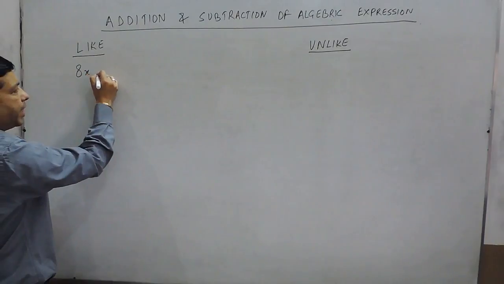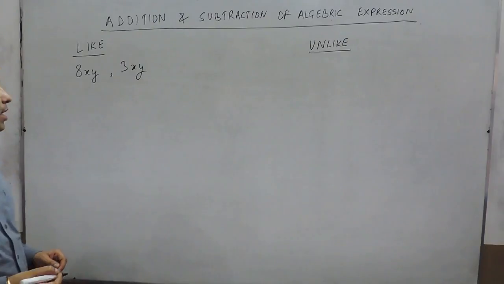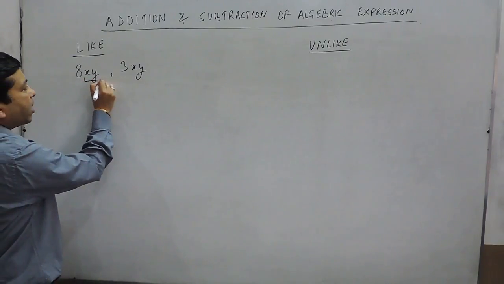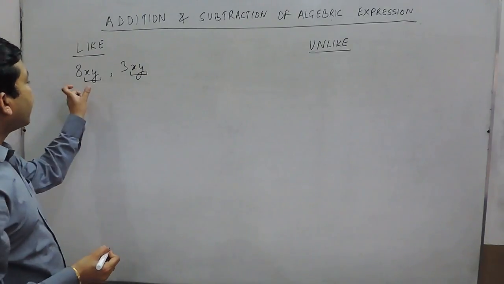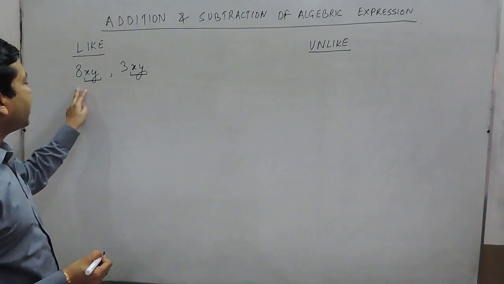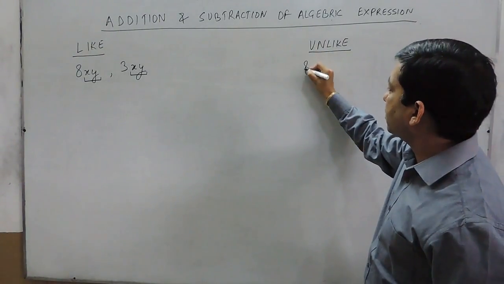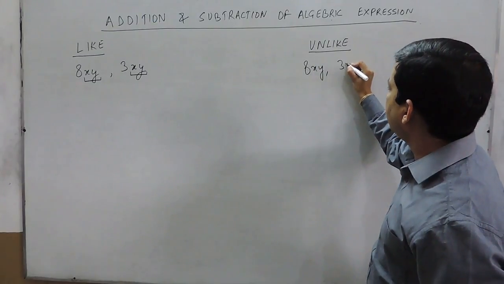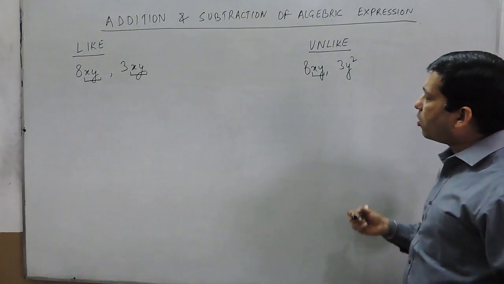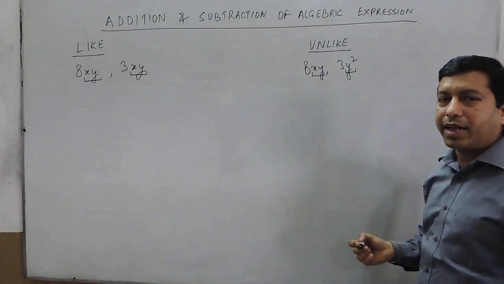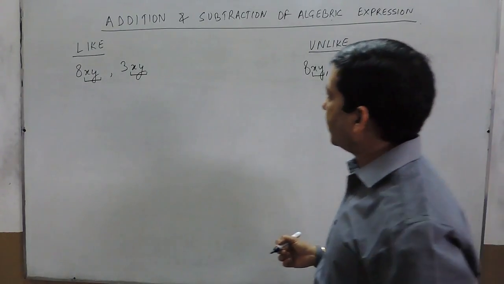If I am talking about 8xy and 3xy, these two terms are known as like terms because the literal coefficient, or the variables attached to these two terms, are the same. While if we talk about unlike terms, 8xy is one term and 3y square is another term. Here xy is the literal coefficient and here y square is the literal coefficient. Because these two are different, this is known as unlike terms.